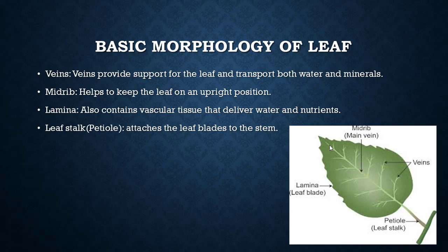We water the roots, then the roots provide water to the stem, then the stem provides it to the petiole, the leaf stalk, which provides it to the main vein, and the main vein provides it to the veins and then the leaf blade. This means that a complete process is going on behind the scenes. This is the morphology of a leaf.